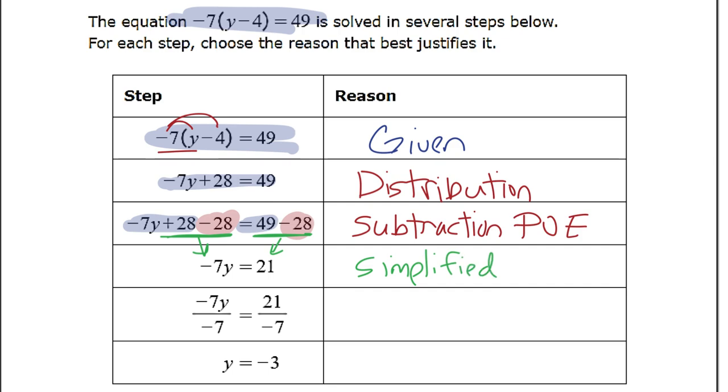Again, I like to highlight, so we have -7y, -7y, equals 21, equals 21. What is different here is we have this -7 underneath. If you remember, underneath a fraction just means division. So we're dividing by -7 on both sides. So it's the division, and then property of equality. And that's what we're doing here.